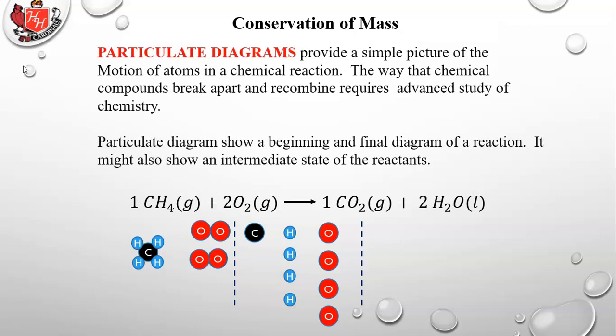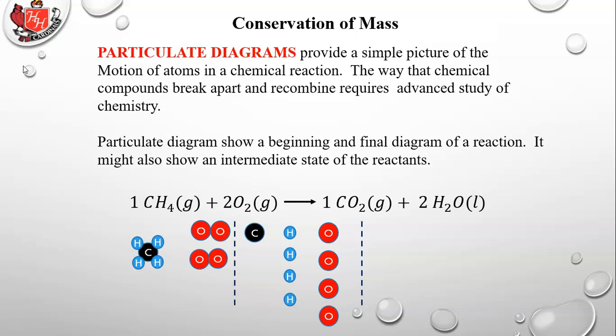So this is called a particulate diagram. It's meant to give you a visual image of how a single molecule or atom of compounds will break apart and then recombine. Particulate diagrams provide a simple picture of the motion of atoms in a chemical reaction. The way that chemical compounds break apart and recombine requires advanced study of chemistry. Basically what it comes down to is they smash into each other and they break apart. And we'll study that in a subject called kinetics.